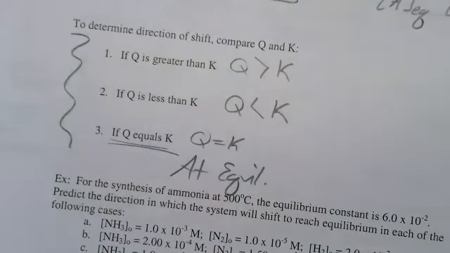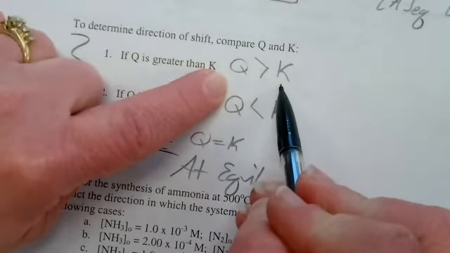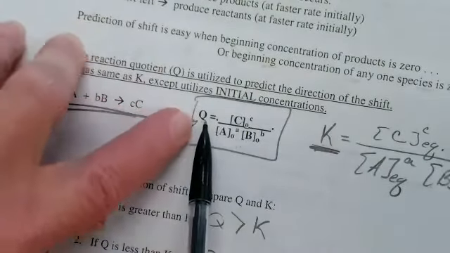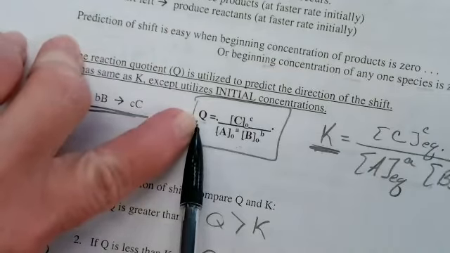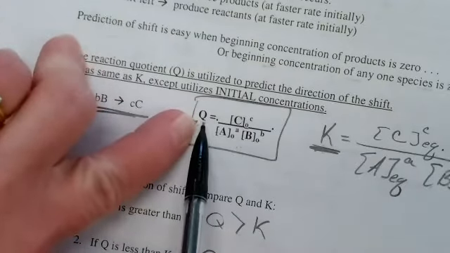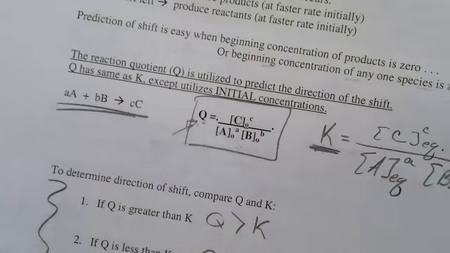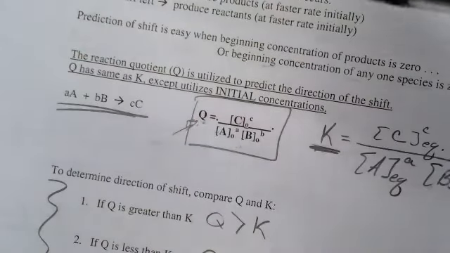All right, so what does that mean? That helps us decide which side we are adding to and which side we are subtracting from. For Q to be greater than K, it is product over reactant. If this is larger than what it should be at equilibrium, then compared to equilibrium, we're trying to say where are we? If we're given these initial concentrations, that's what we have in our vessel.